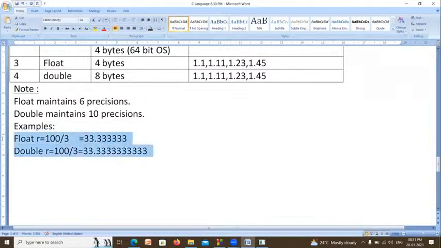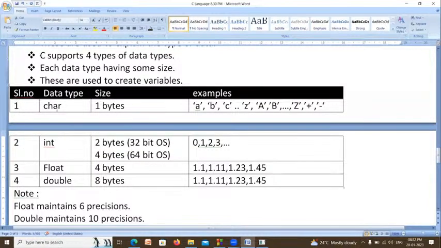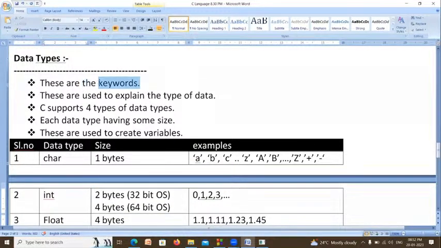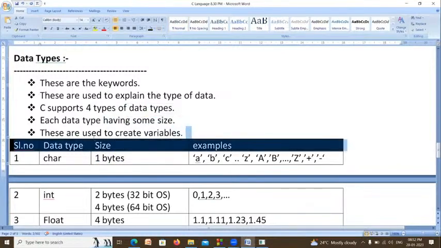So this is the difference between the 4 data types: character, integer, float, and double. Data types are nothing but keywords. Keywords are nothing but reserved words, already defined in the system. They are used to explain the type of data you are going to use: character, integer, float, or double. So totally 4 data types are there. Each data type has some size, and it is used to create variables.